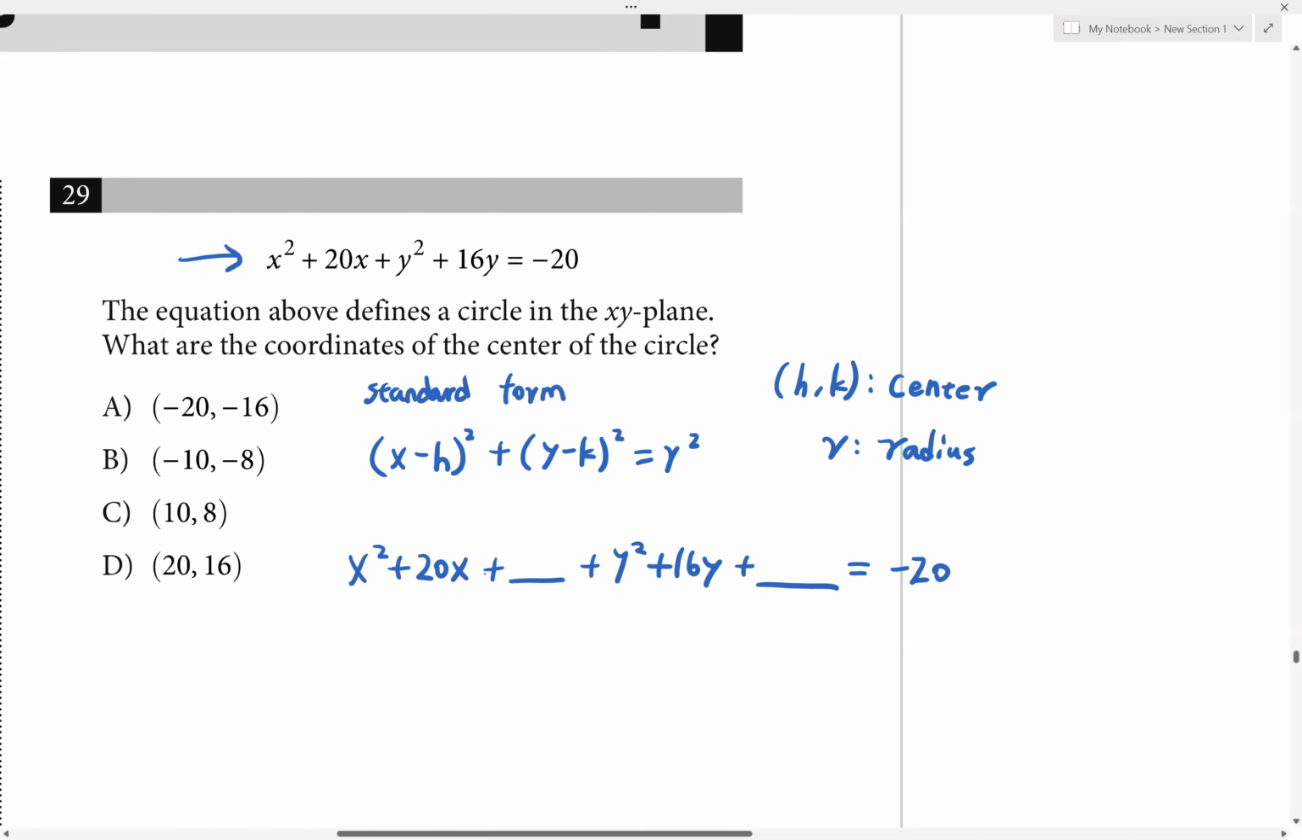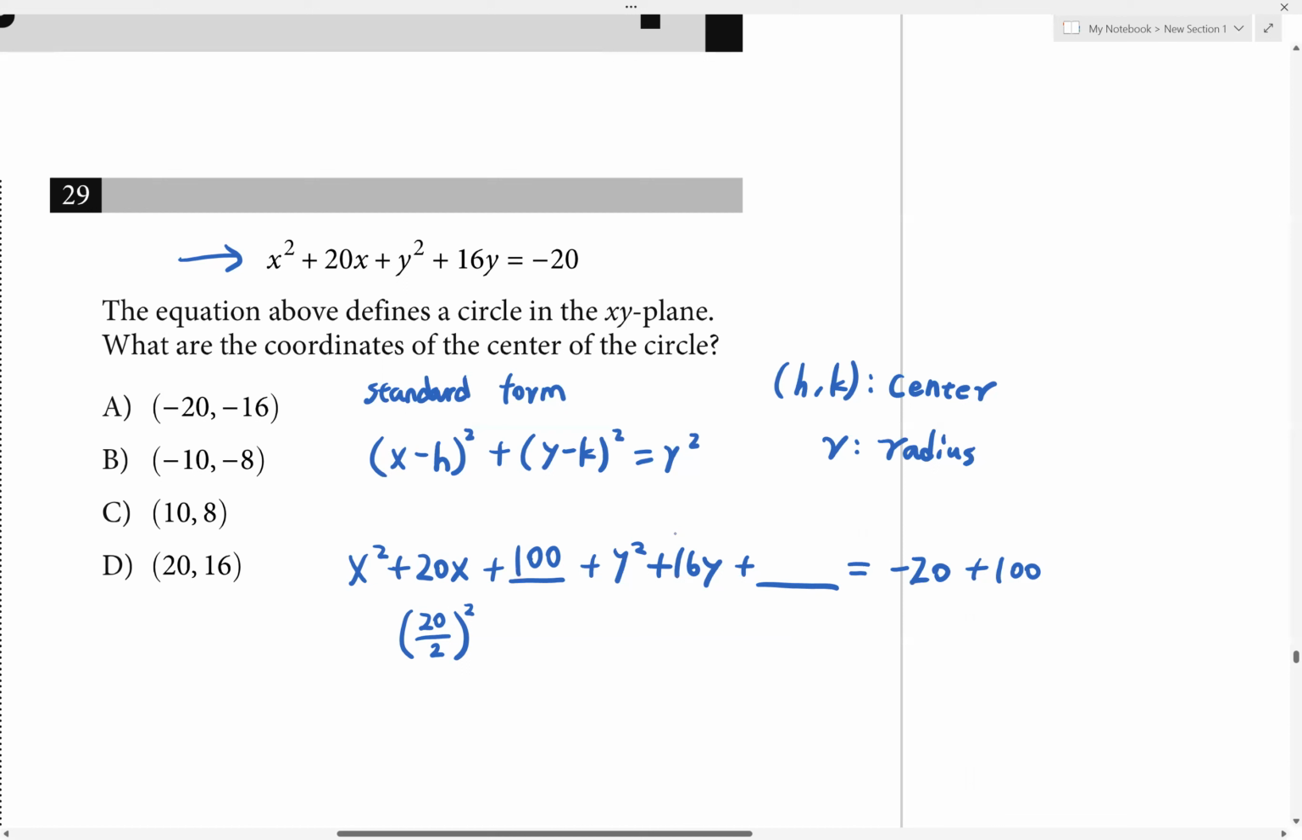Well, for the x here, we look at the number in front of x, which is 20. We want to divide it by 2 and then square that. So always divide by 2 and then square. 20 divided by 2 is 10, right? 10 squared is 100. So we'll add 100 right there. Just keep in mind, if we add it on the left side, we also have to add it on the right side, to keep the equation balanced. So don't forget that. We add 100 on both sides.